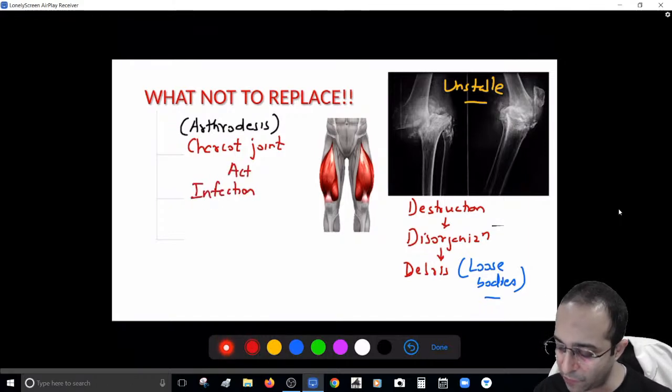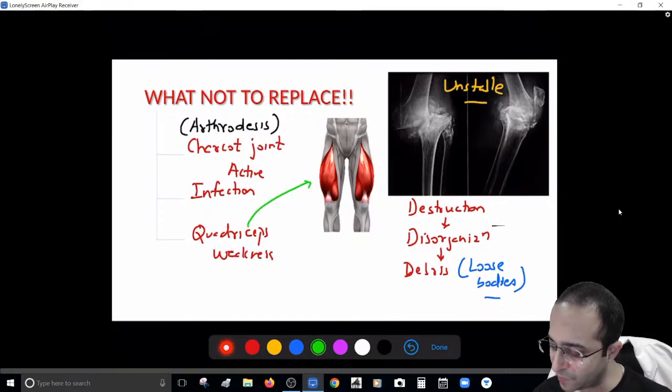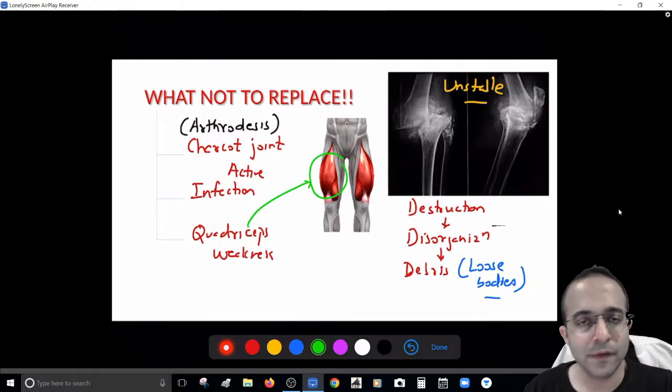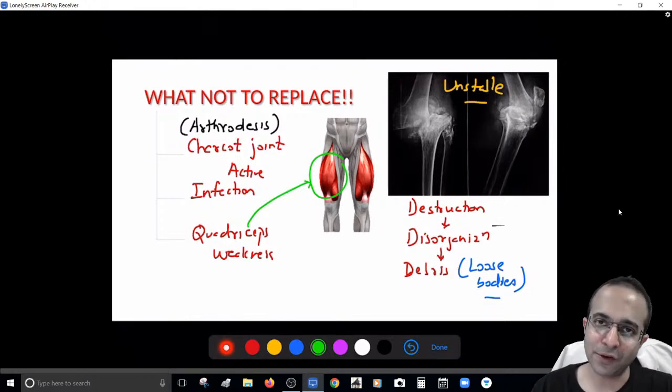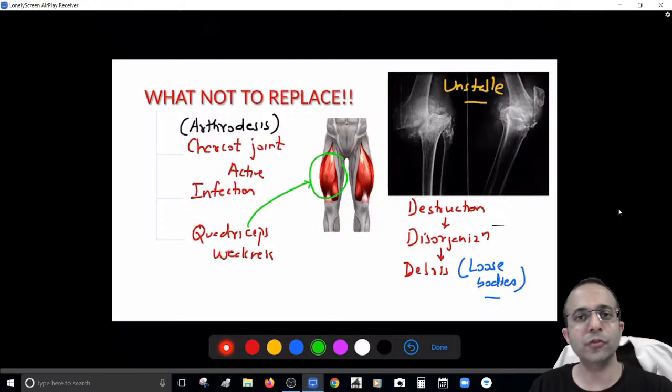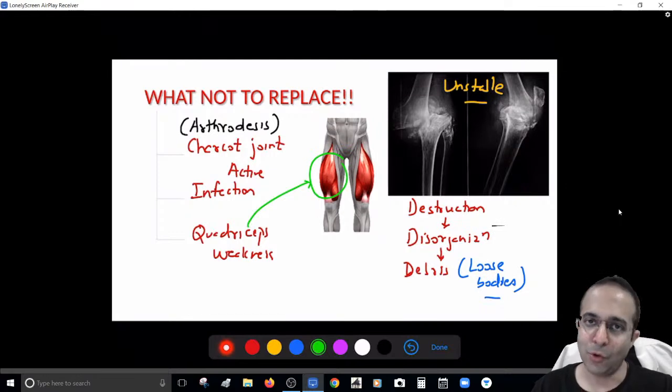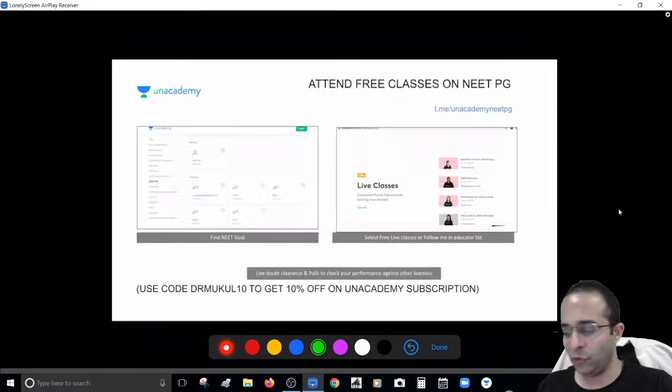Infection, active infection, is another indication. And the last thing, weakness of the quadriceps. I hope you're clear that the quadriceps is the front muscle of the thigh. This is the muscle that helps you to straighten and strengthen the knee. So even if this muscle is weak, we generally try to refrain from going with a replacement surgery. So you must also know when not to replace a knee, not to put your foot into the mud, although knowing the principles and concerns of knee replacement surgery is first and foremost.